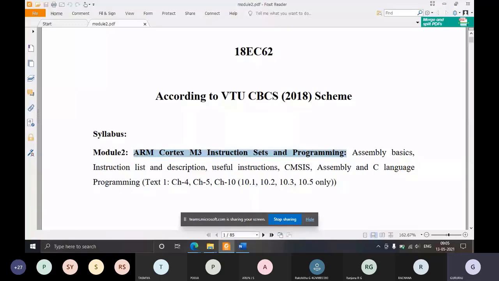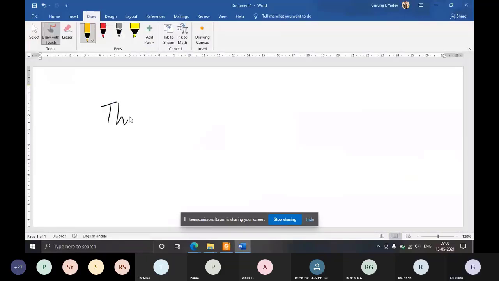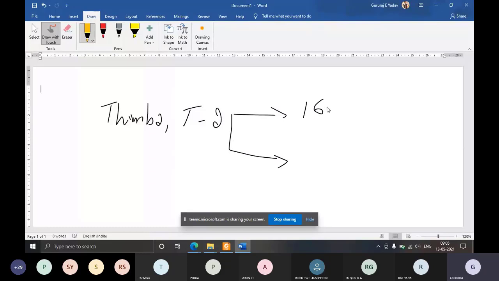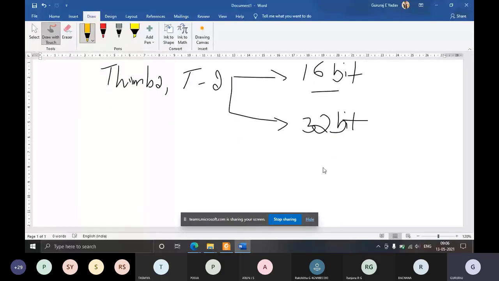Okay, so Cortex M3 has its own instruction set, and we know that it is Thumb 2. It will support Thumb 2 instructions. Okay, and if you remember, this Thumb 2, which is in short known as T2, contains two types of instructions. One is 16-bit instructions, and one more is 32-bit instructions. Now the question is, what do you mean by a 16-bit instruction and what do you mean by a 32-bit instruction? Okay, so I'll give an example.